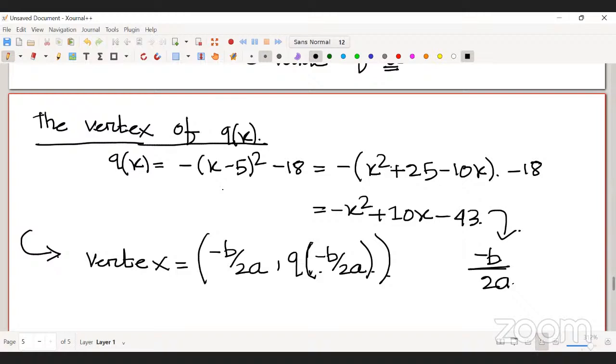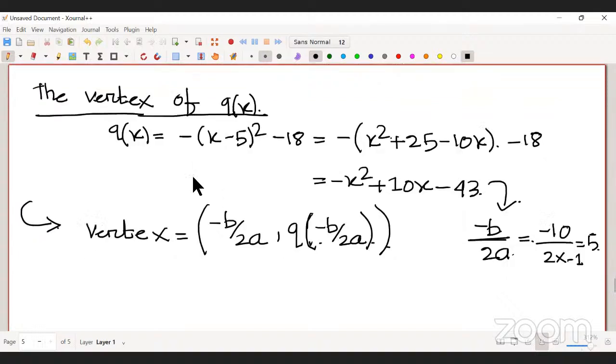Minus b by 2a is minus 10 by 2 into, here a is minus 1, so this is 5. Okay. So the next thing, to find the vertex, we have computed minus b by 2a, which is 5.